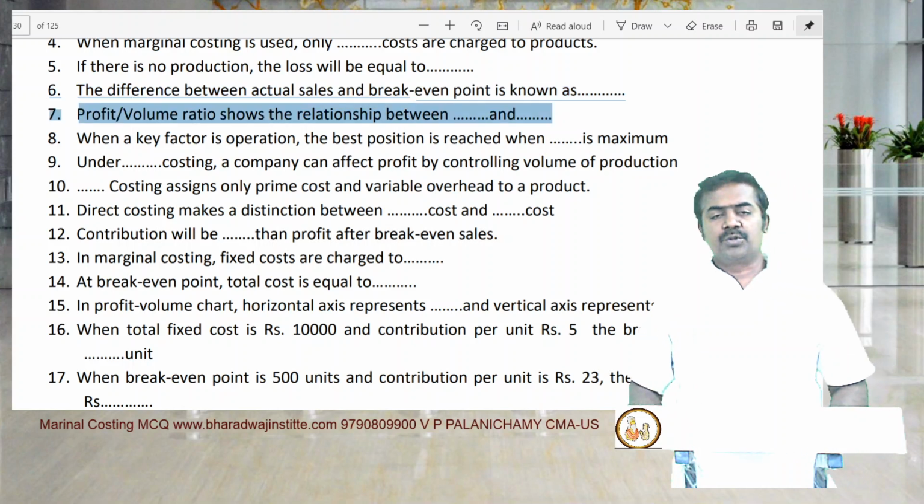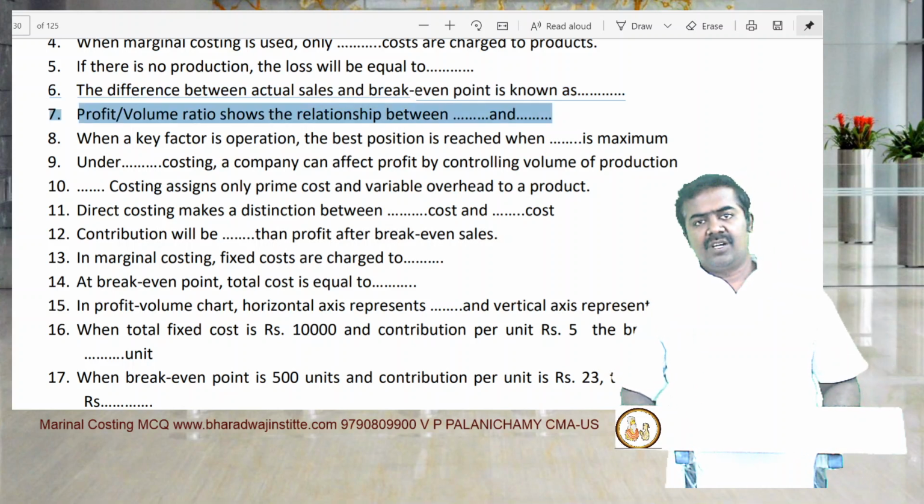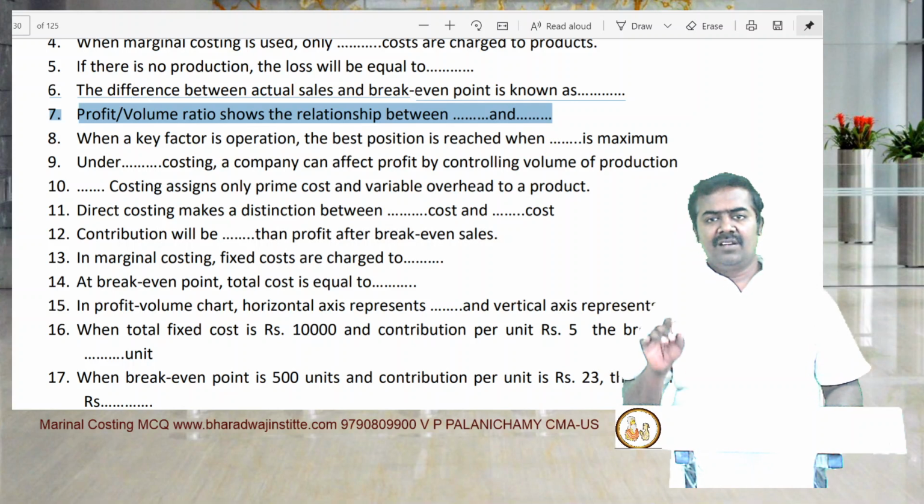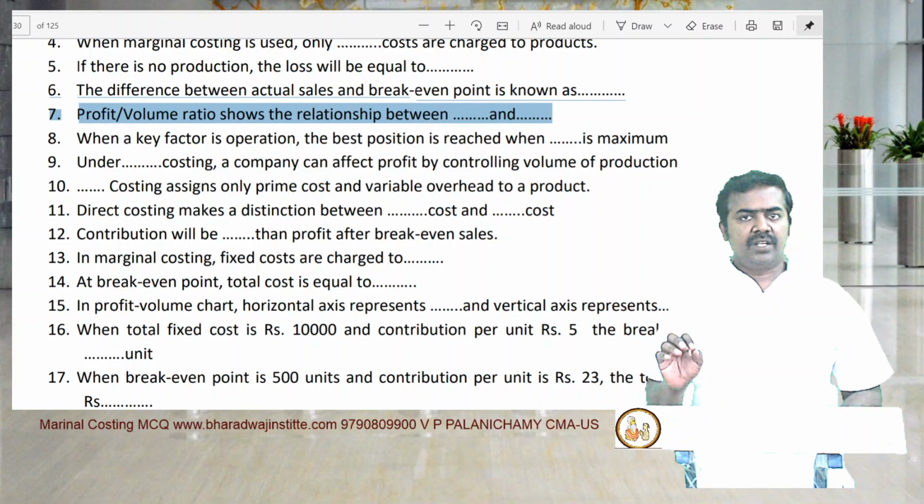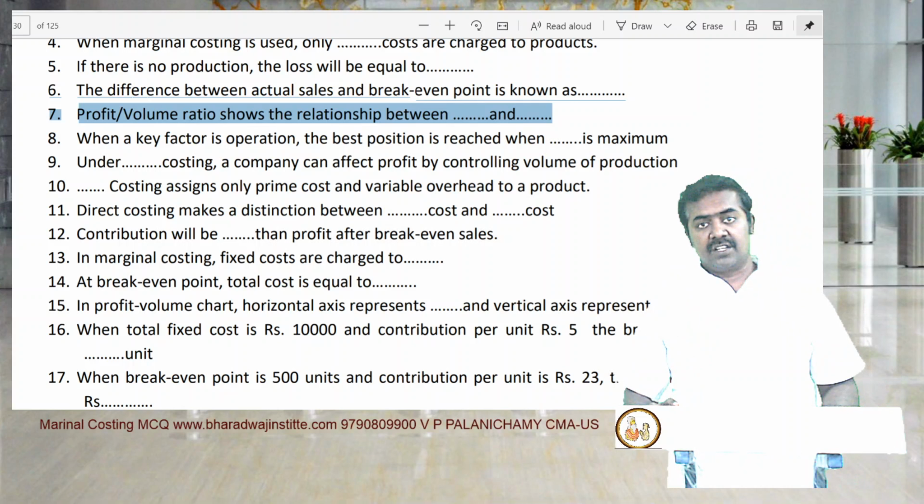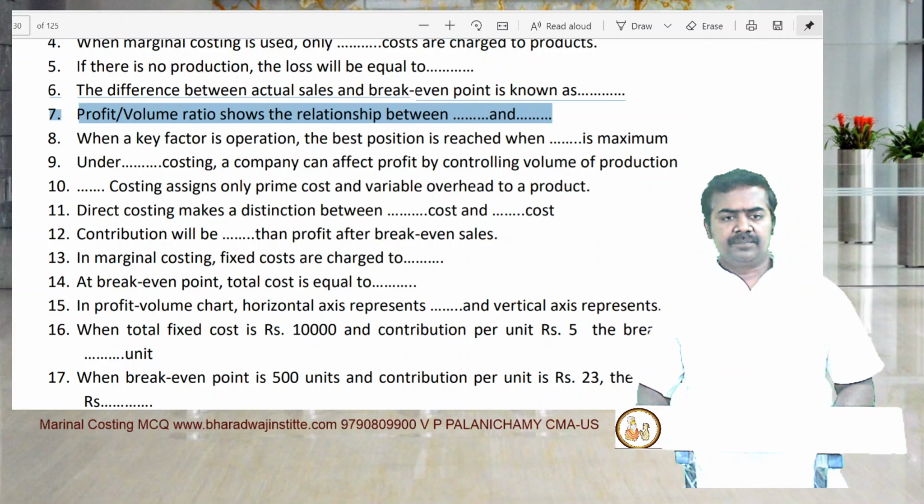The PV ratio shows the relationship between contribution and sales. I request you to note down the answer. I already instructed in the first lecture itself. Please note down the answer only in your notebook, not in the material.